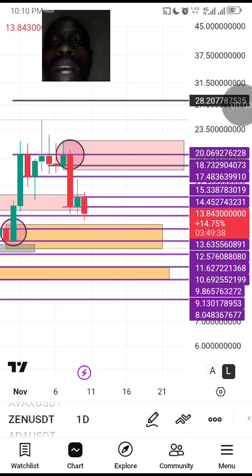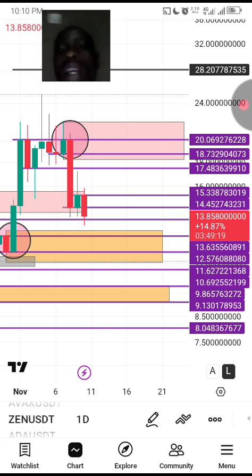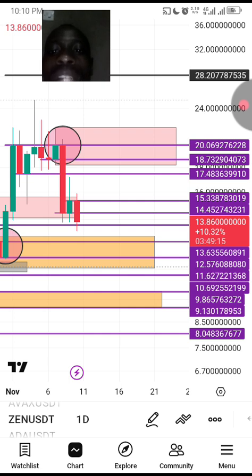Okay, I want to show you how you can draw the supply zone, but there is something that I want to show you. When you are on supply zones or on demand zones, always look here. I have put some supply and demand zones.